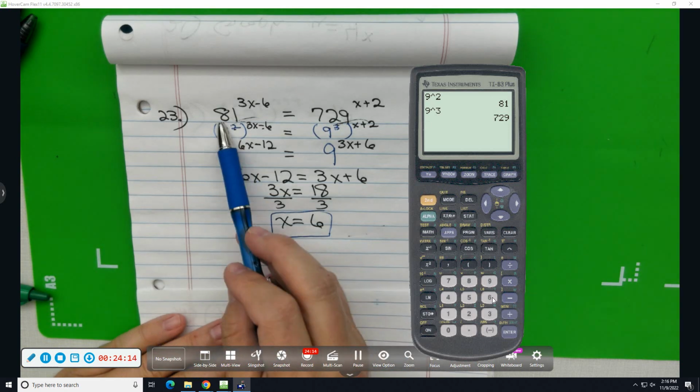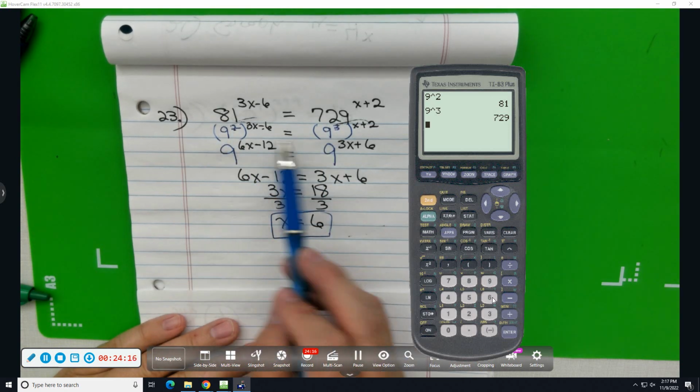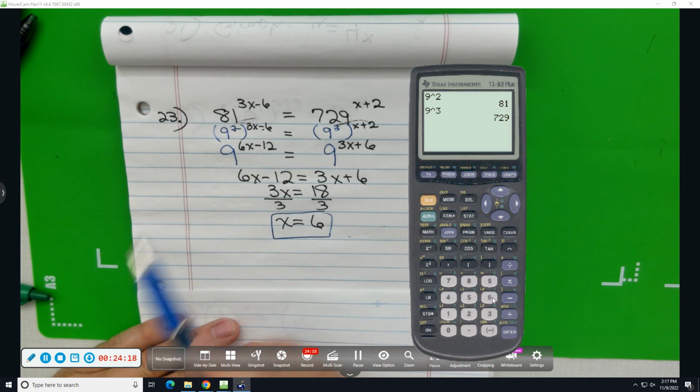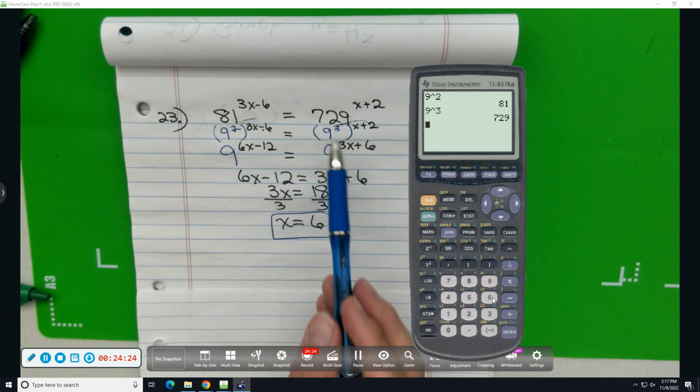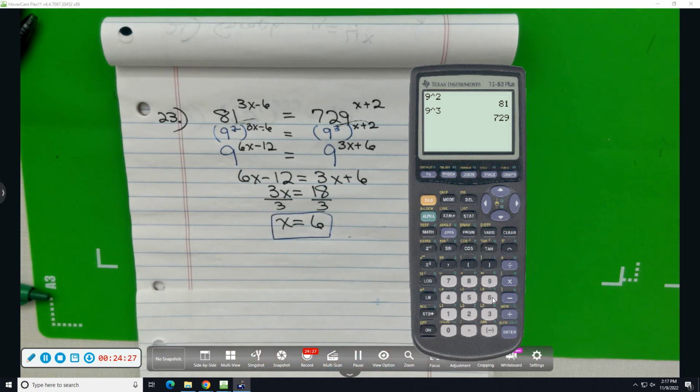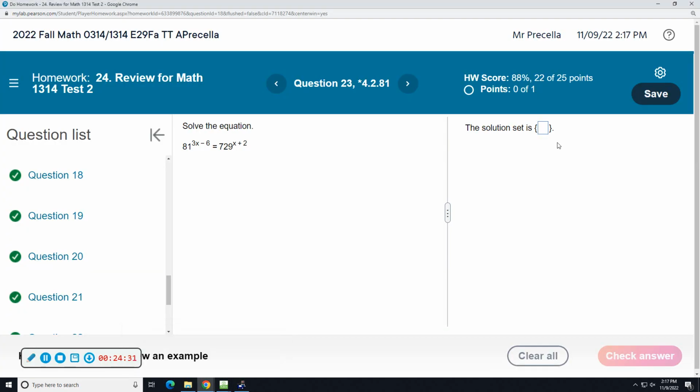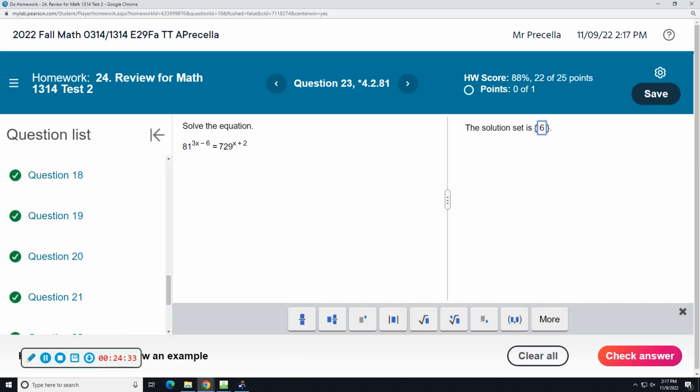Sometimes you have to change the base on both sides to get a common base. Remember, a power raised to a power, you multiply. So going back to my lab, x is equal to 6.